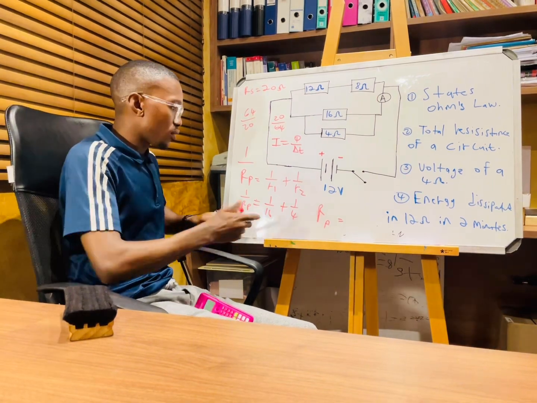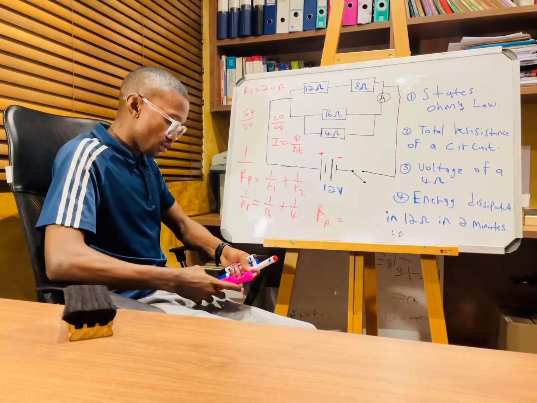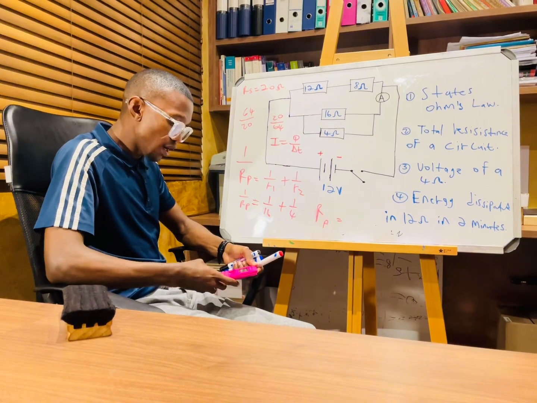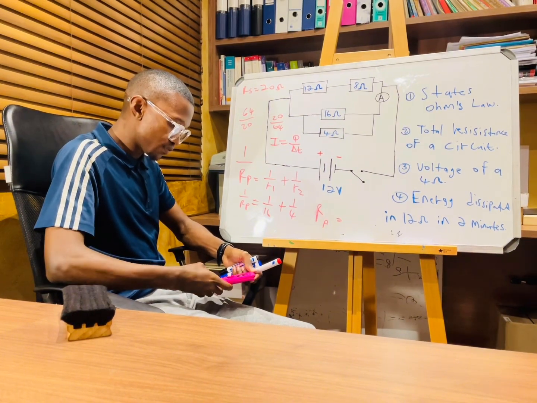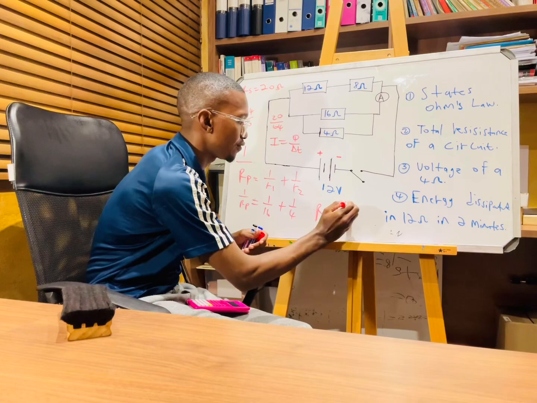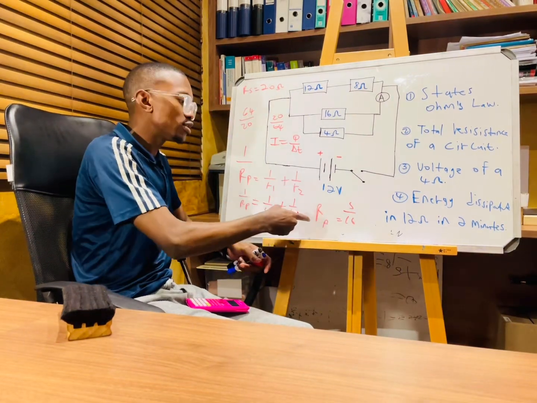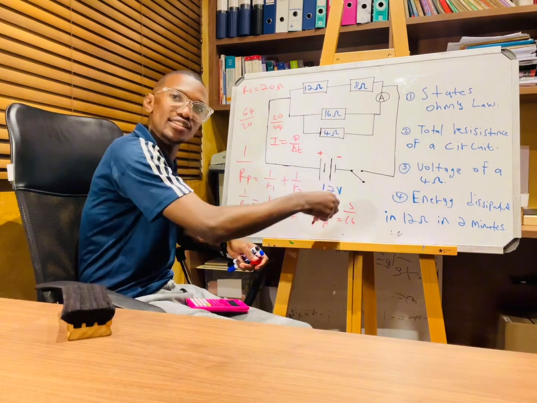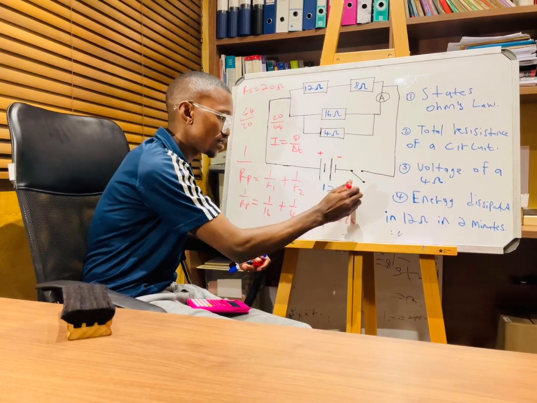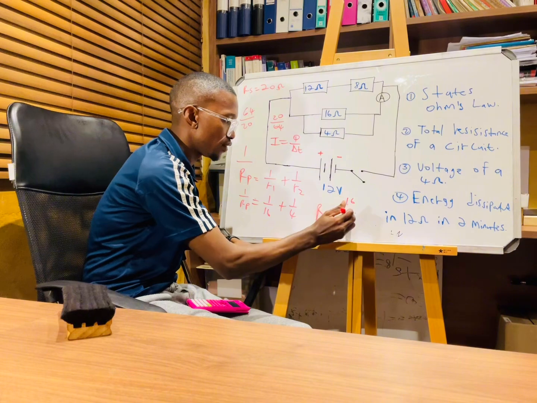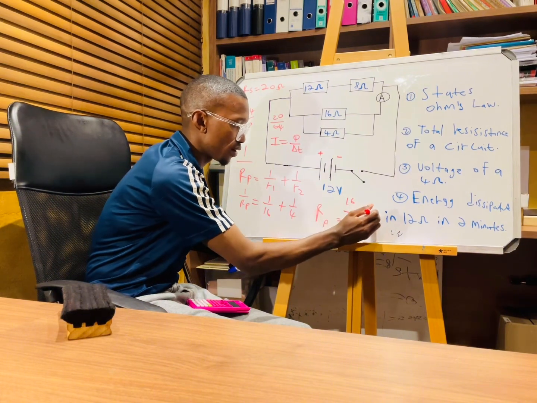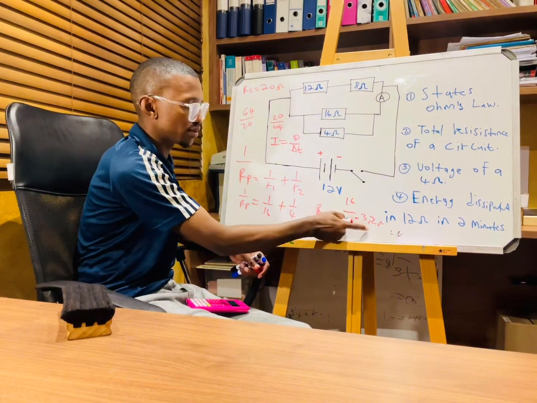I'm just telling you right now. Let me quickly show you. So 1 over 16 plus 1 over 4, we get 5 over 16. Oh, that's my answer? No, that's not. It's still 1 over RP. You want to see RP. So it's going to be 16 over 5, which is how much? 3.2 ohms. Basically, it's 3.2 ohms.